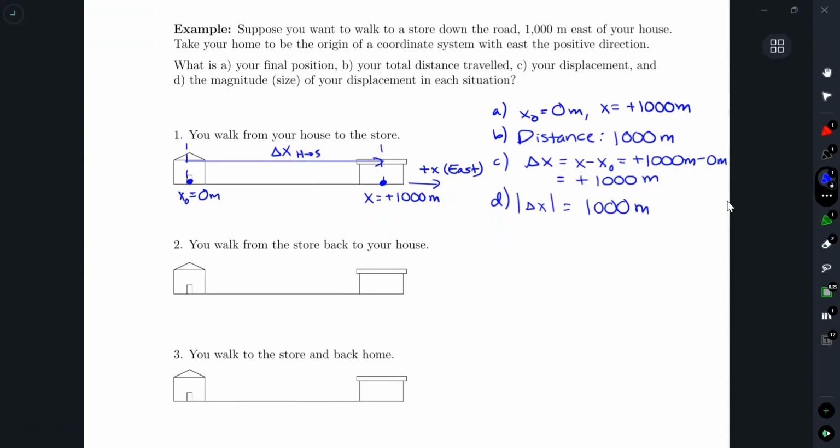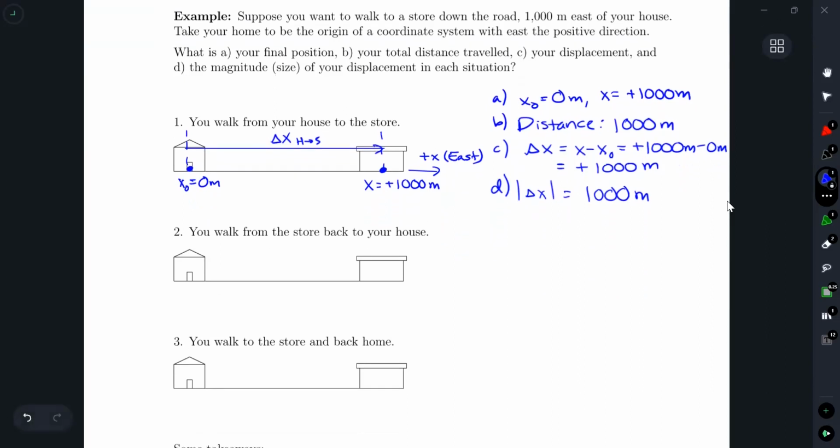So at this point, you're probably thinking distance and the magnitude of displacement are the same thing. They're not always. So just keep that in the back of your mind. Okay. Help me with part B. You walk from the store back to your house. So this is your displacement now. You go right to left. Call that your displacement from the store to your house.